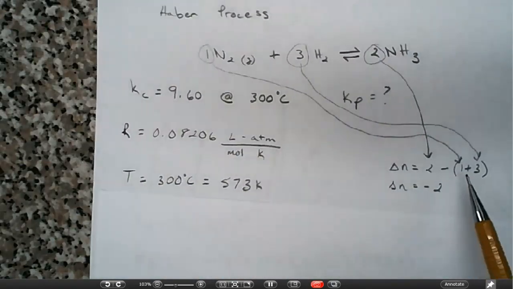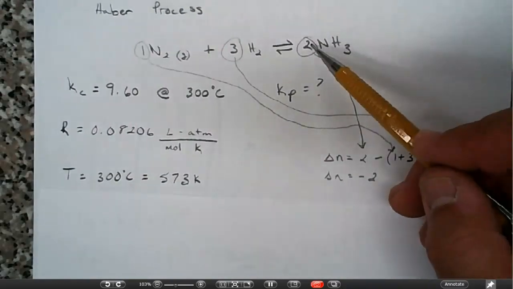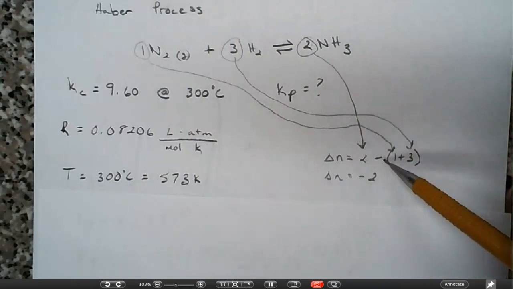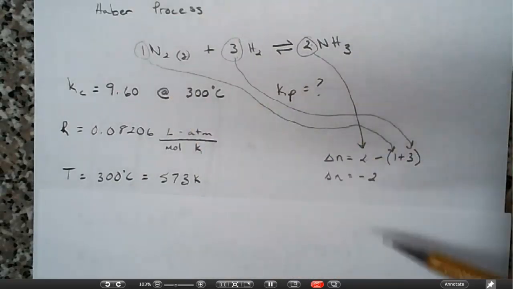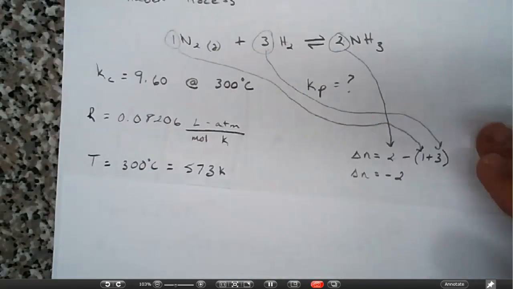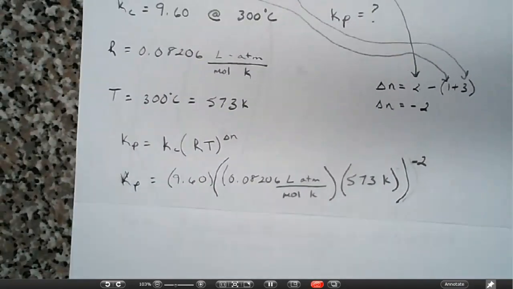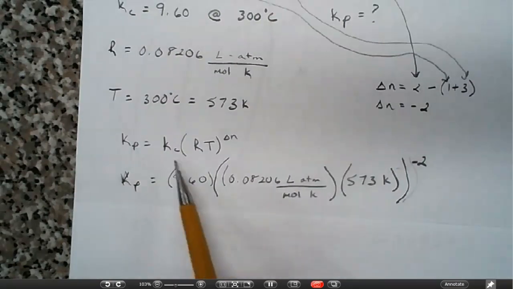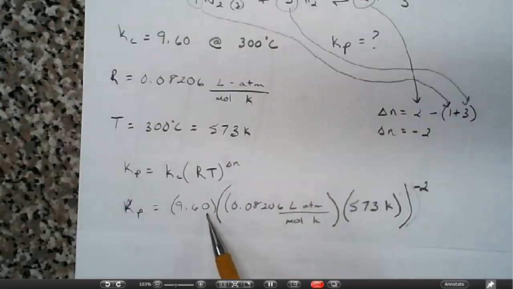I've taken the liberty of solving for delta N right over here. So notice I take the 2 from ammonia, and I'm going to subtract the combination of 3 and 1, which is 2 minus 4, which gives me a negative 2. So when I perform my expression, that's where my minus 2 is going to come from. And here it is. Here's my expression, and let me write it all out for you. There we go. So here's my Kp is equal to my Kc that was given to me in the problem, 9.6. And then here's my R value.